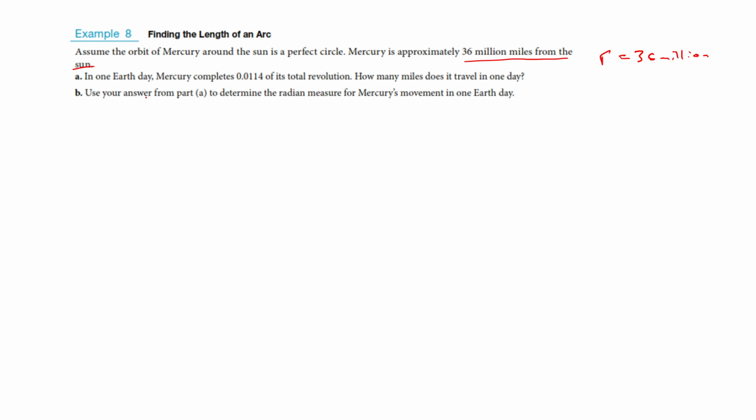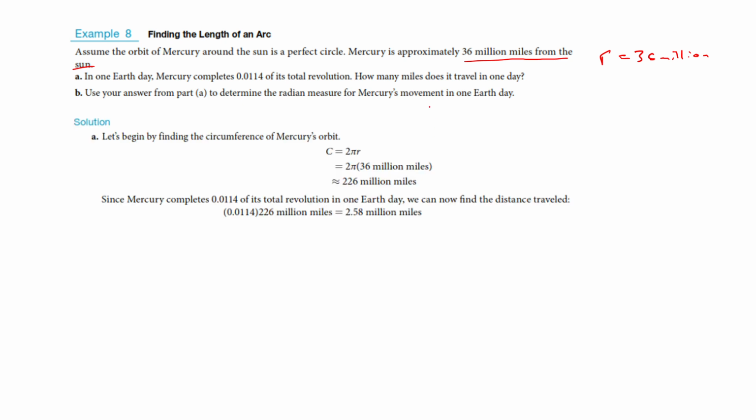All right, here in part A. In 1 Earth day, Mercury completes 0.0114 of its total revolution. How many miles does it travel in 1 day? Well, we know that it's gone part of a revolution. What I want to know is the entire circumference, the entire distance of Mercury's orbit.